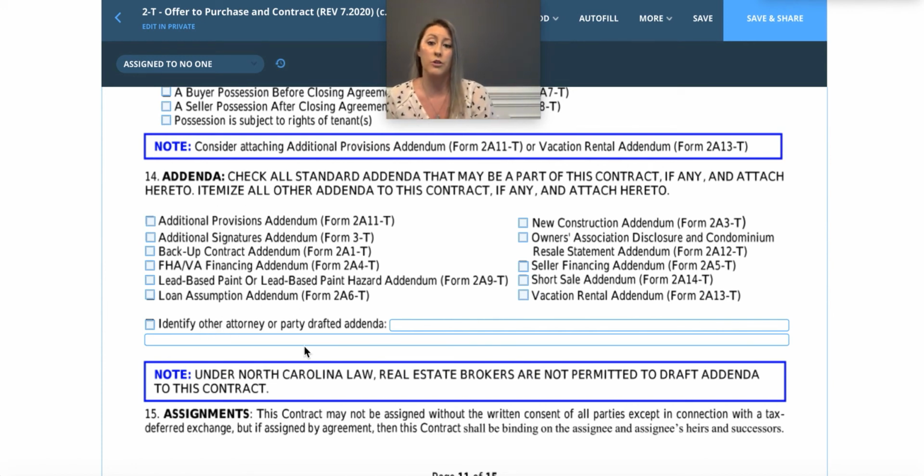Identify other attorney or party drafted addenda. Let's say right now, I think one that's real popular but not too popular with attorneys is the waiver of the appraisal waiver, meaning, if the house doesn't appraise, we will pay X amount of dollars to cover the cost. If for whatever reason your client wants to add something extra to this offer or write up their own addenda, that's where you would attach it. Not used that often, but it is used on occasion.